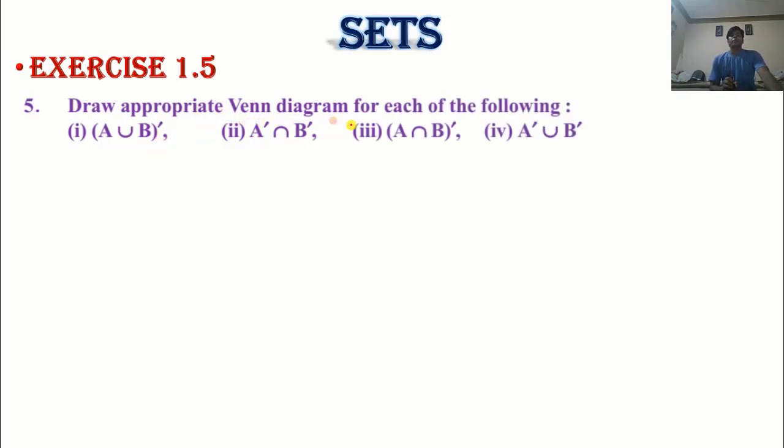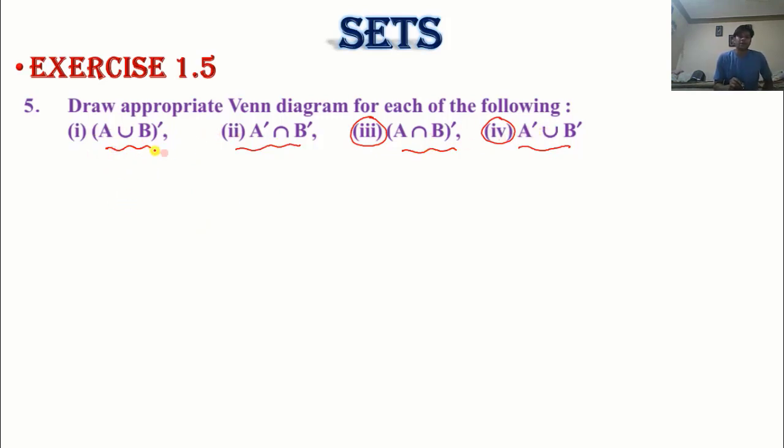Okay, now draw the appropriate Venn diagram for each of the following. If you see properly, (A union B)', you can use De Morgan's property, so you get A' intersection B'. It means the figure of 1 and 2 will be the same. By the same way, (A intersection B)': the dash will move inside and intersection converts to union. It means the figure for these pairs is similar, because these are De Morgan's law properties.